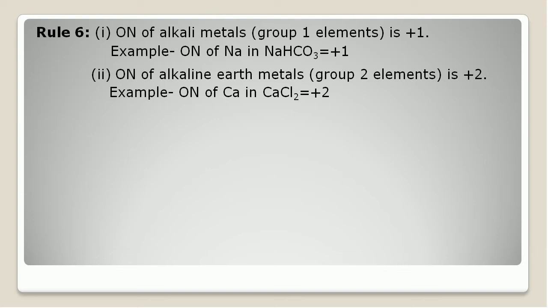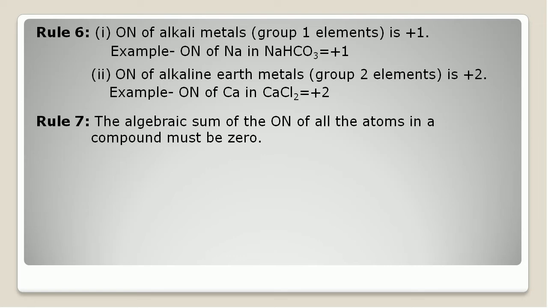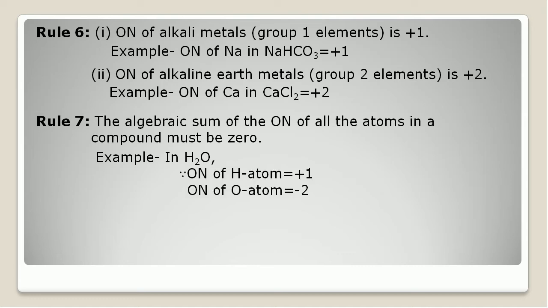Then let us go to rule number 7. It says that the algebraic sum of the oxidation number of all the atoms in a compound must be 0. Let us see an example. In the molecule of water, there are two elements, hydrogen and oxygen. As we have already seen, oxidation number of hydrogen is +1 and oxidation number of oxygen is -2.